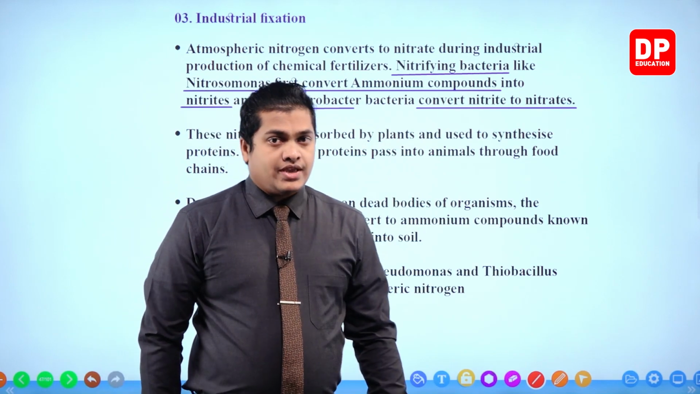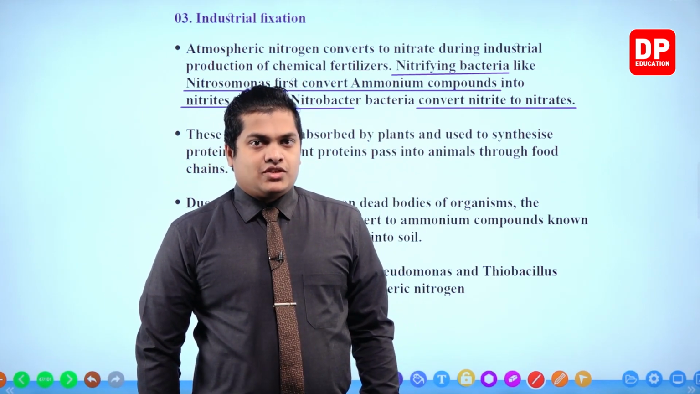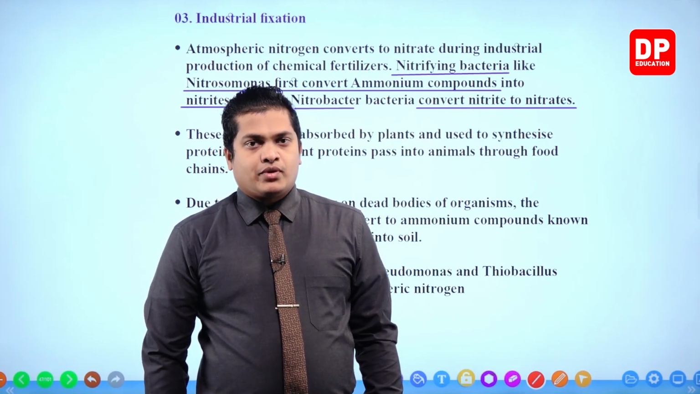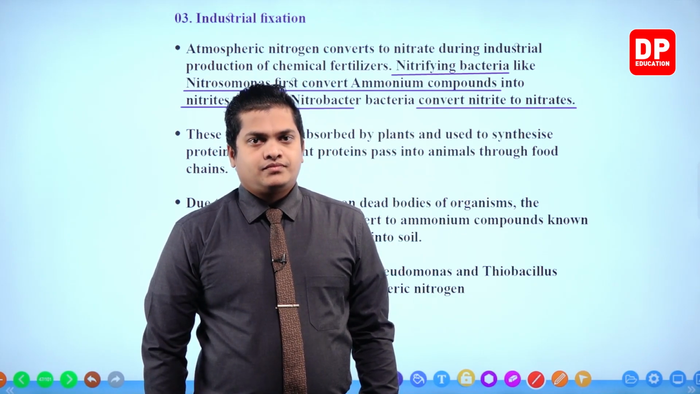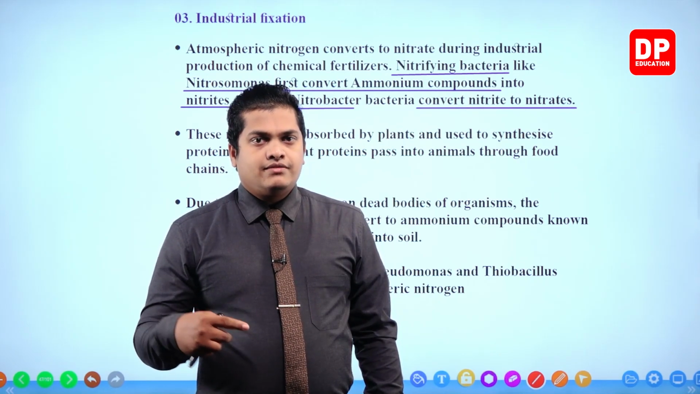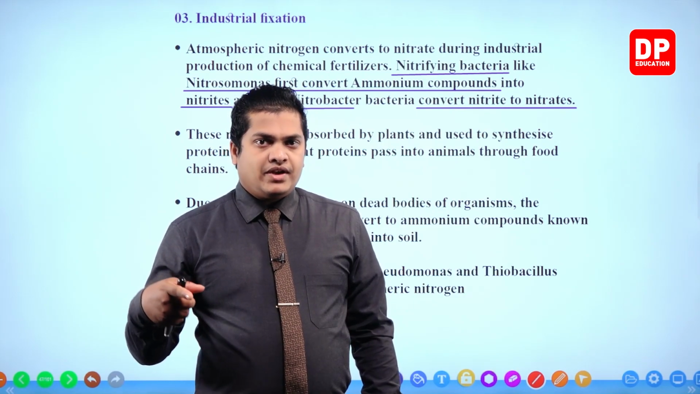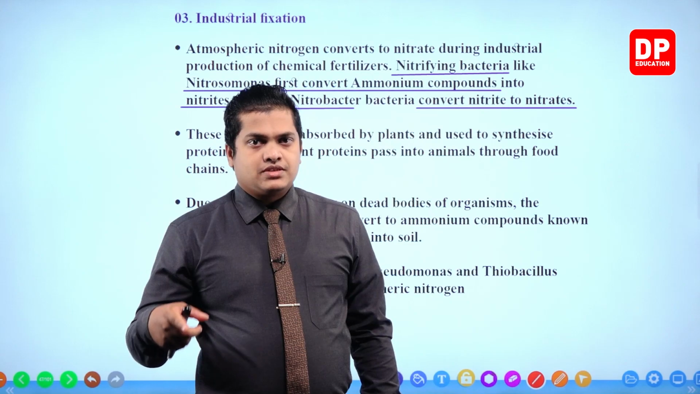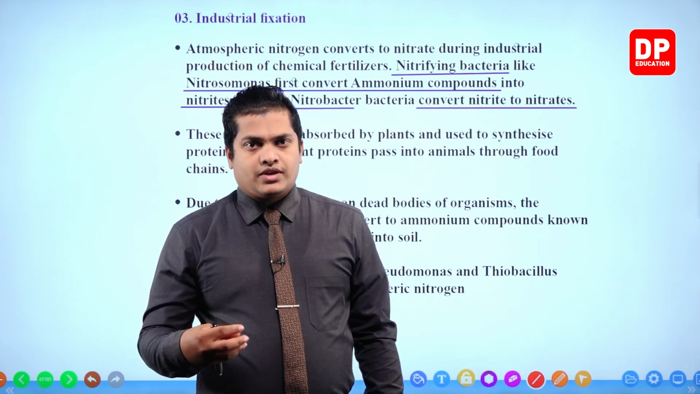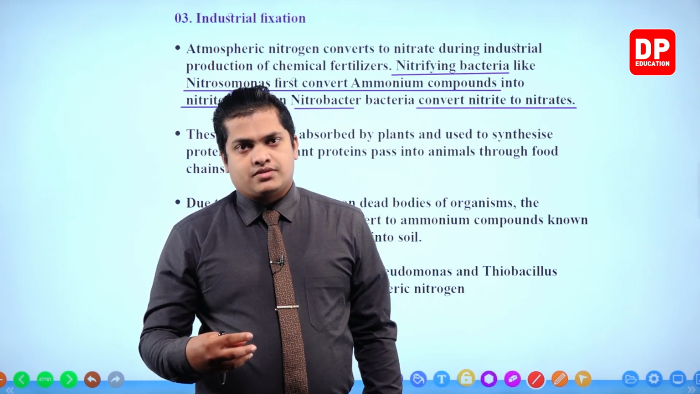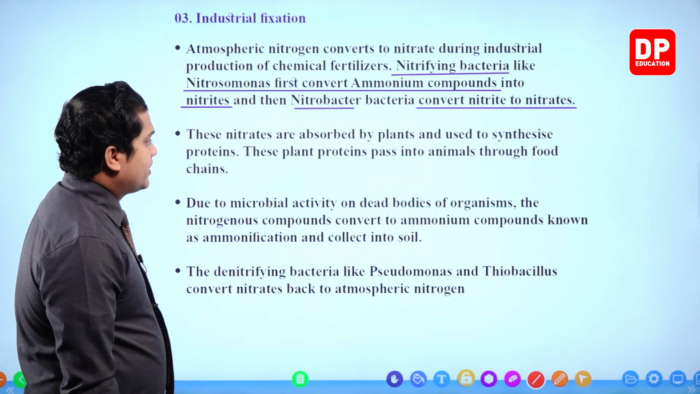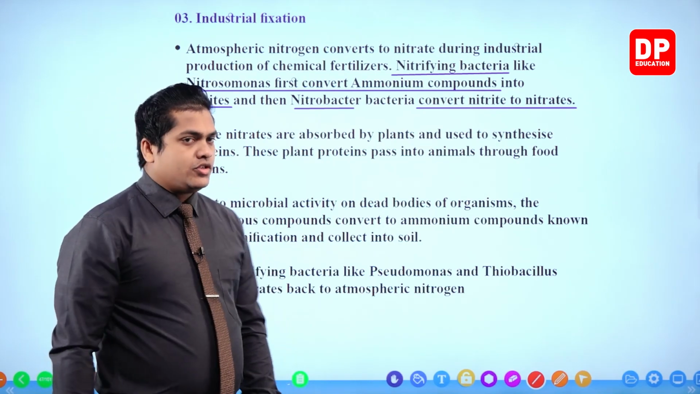You know that to create protein, nitrogen is a quite essential element. Without nitrogen, we won't be able to produce protein. So this nitrogen absorbed by the plants is converted into proteins. Then, my dear children, this protein is passed to the animals along the food chains, because when we eat plants, we receive proteins which are produced by the plants. So these nitrates are absorbed by plants and used to synthesize proteins, and therefore plant proteins pass into animals through the food chains.